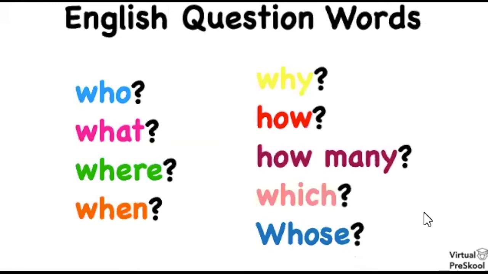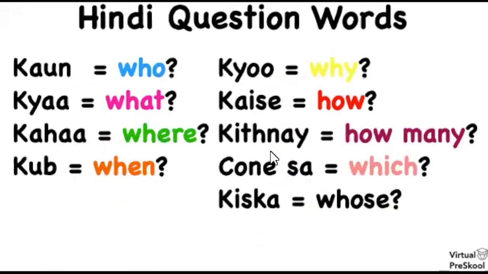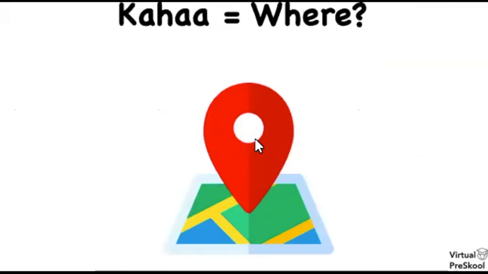You know these words. These are the question words in English. Who, what, where, when, why, how many, which, and whose. And here's how to say those same words, but in Hindi. Now look at this. Kaun is who, kya, what, kahan, where, kab, when, kyun, why, kaise, how, kitne, how many, kaun sa, which, kiska, whose. That's a lot to remember. But don't worry, today we're going to focus on just one of these, kahan.